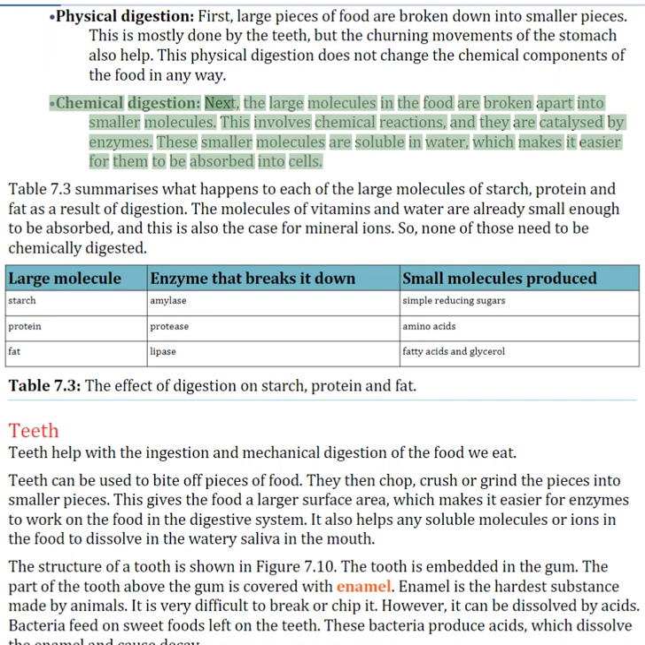Chemical digestion: next, the large molecules in the food are broken apart into smaller molecules. This involves chemical reactions, and they are catalyzed by enzymes. These smaller molecules are soluble in water, which makes it easier for them to be absorbed into cells.